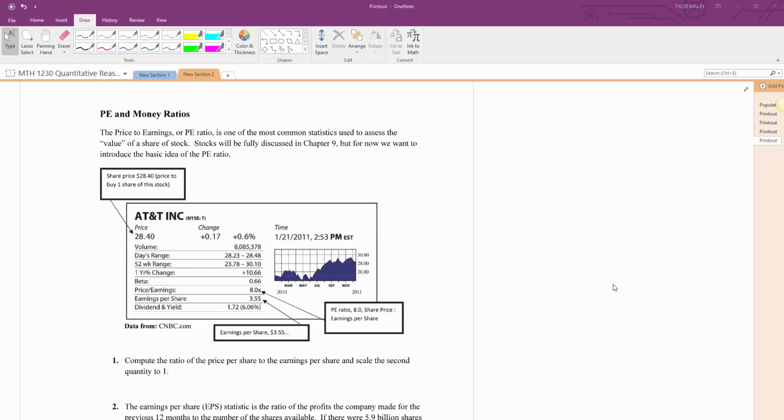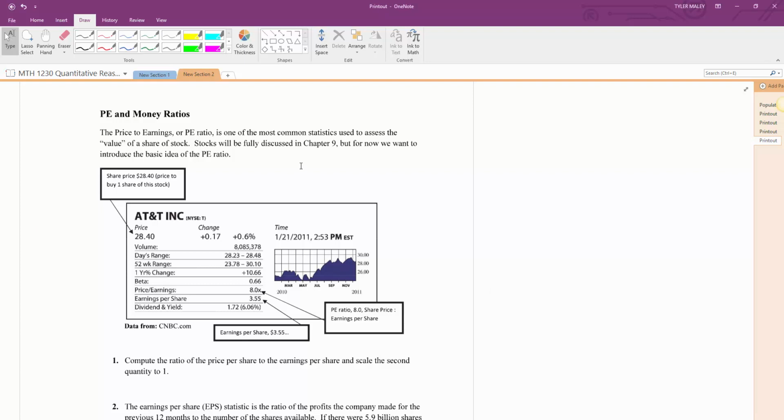Hi, so in this video we're going to explore the worksheet titled PE in Money Ratios. At the top we're told that the price to earnings, or PE ratio, is one of the most common statistics used to assess the value of a share of stock. Stocks will be fully discussed in Chapter 9, but for now we want to introduce the basic idea of the PE ratio, which again is the price to earnings for a stock.